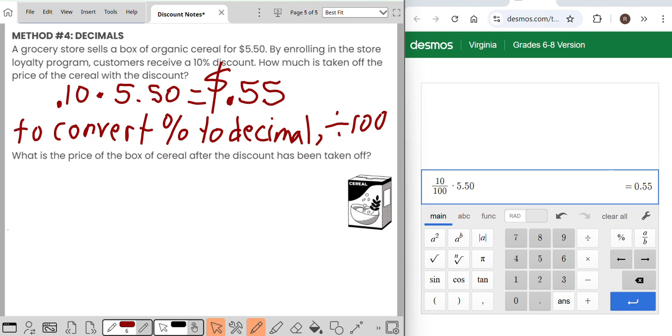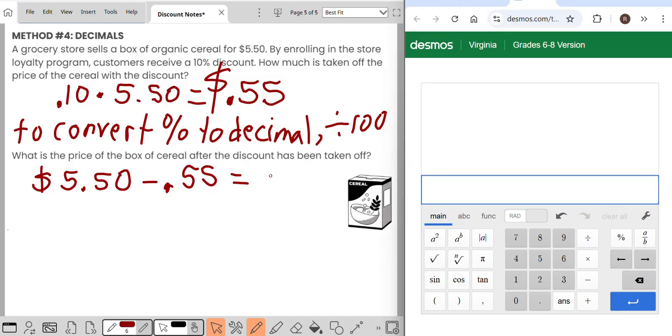Okay, so now we know the discount, and we want the price of the cereal after the discount. So we know that the cereal started off to be $5.50. But because we get 10% off, we can subtract 55 cents, which I'll put right over here for you. So 5.50 minus 0.55 gives you $4.95. So that will be the price that you pay after the discount.